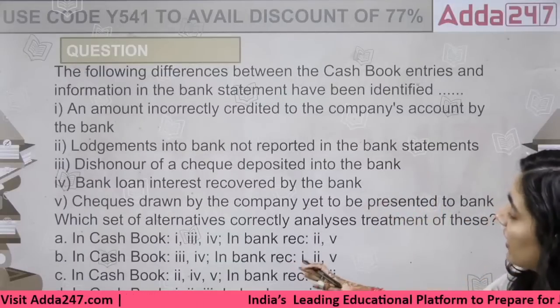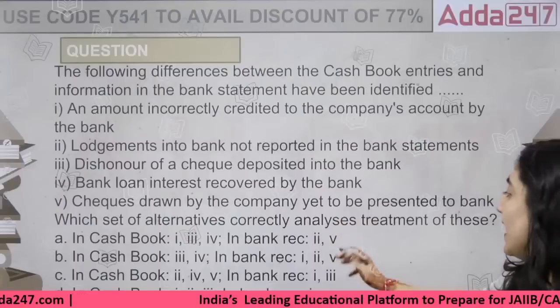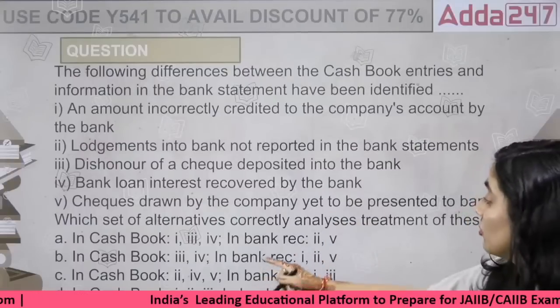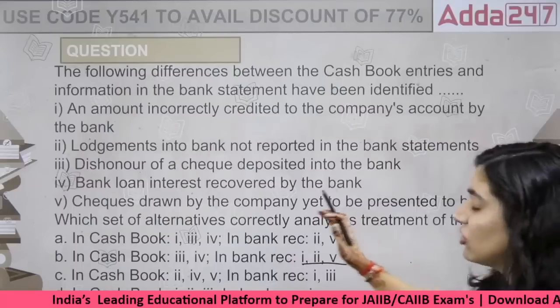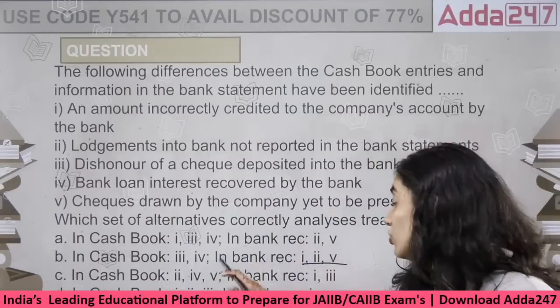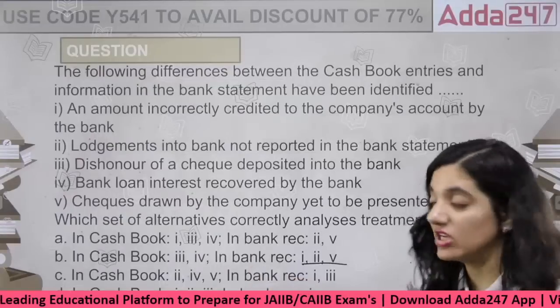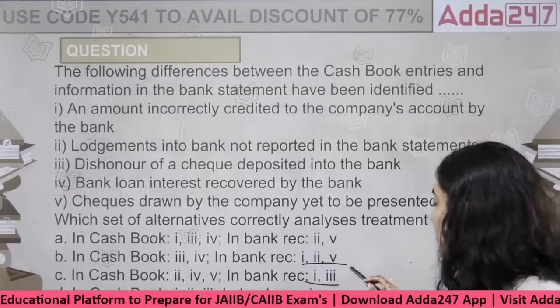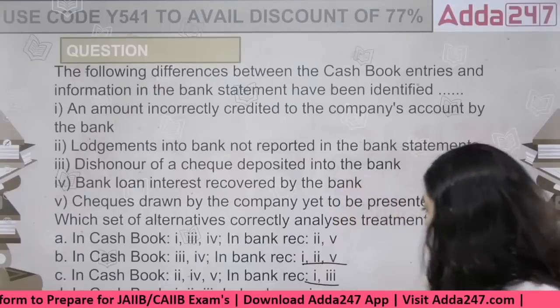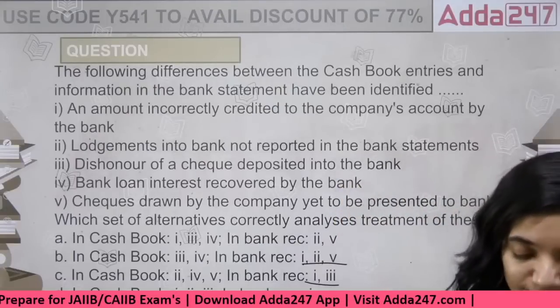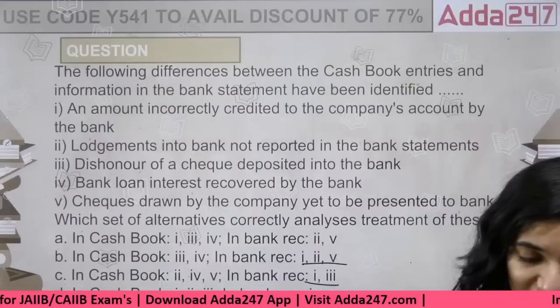That is, for cash book it's 1, 3 and 4, in bank we have 2 and 5. In cash book we have 3, 4 and in bank we have 1, 2 and 5. Then in the cash book we have 2, 4 and 5, while in terms of bank we have 1 and 3. In terms of cash book we have 1, 2 and 3, while in terms of bank we have 4 and 5. So what would be the correct answer here?